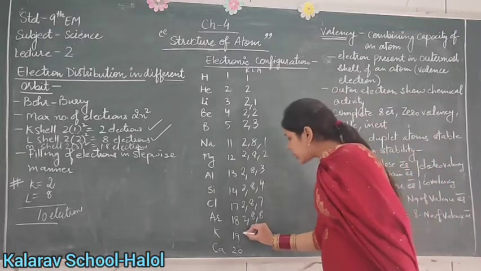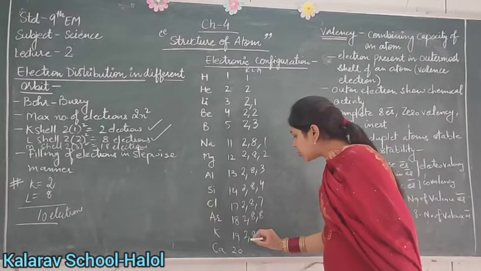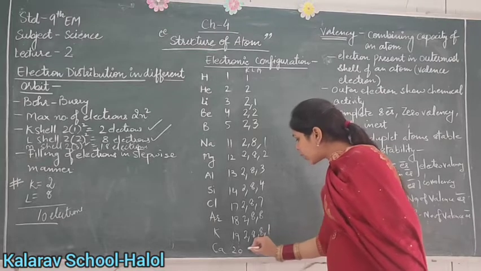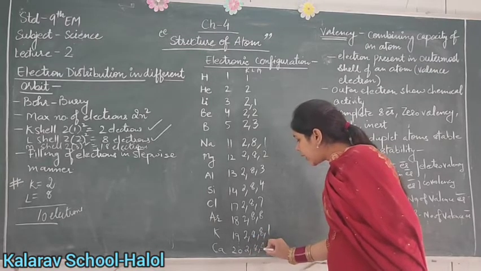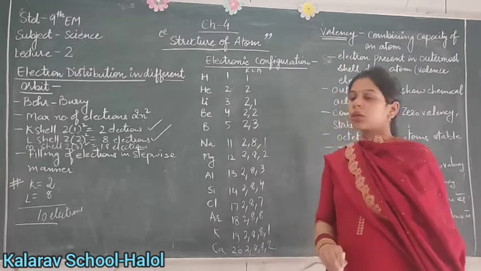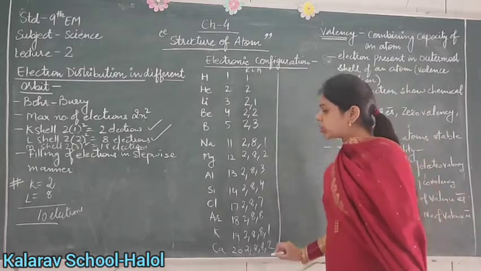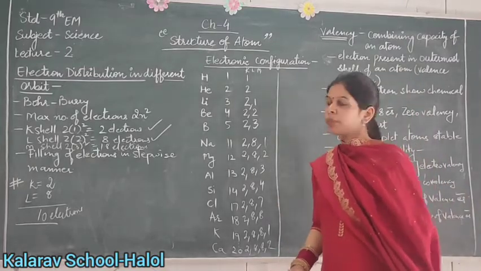So next, for calcium it is 2, 8, 8, 2, and potassium is 2, 8, 8, 1. So these are the electronic configurations for certain elements.